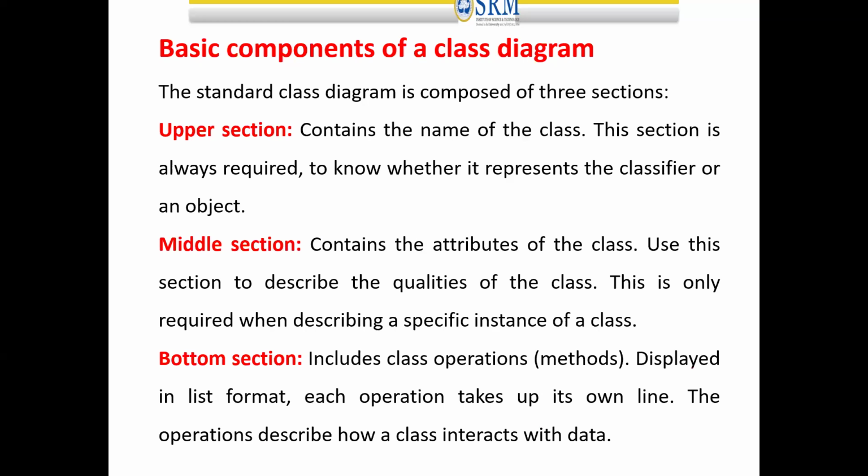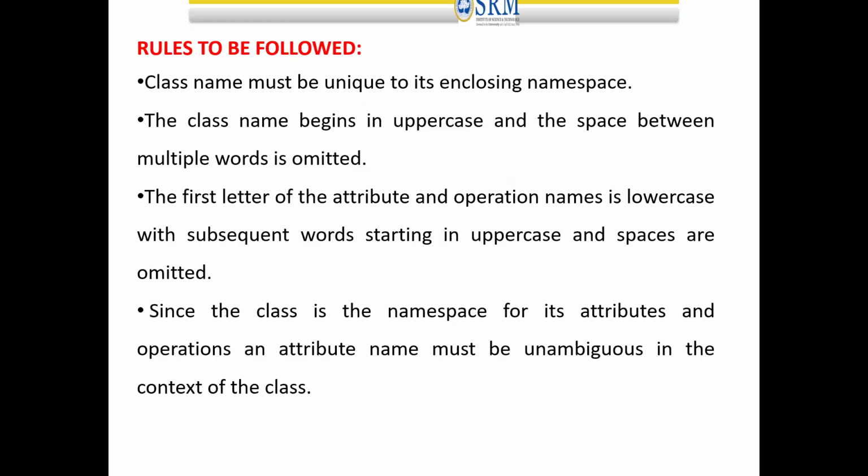The middle section contains the attributes of a class. Use this section to describe the qualities of a class. This is only required when describing a specific instance of a class. The bottom section includes class operations, methods, displayed in list format. Each operation takes up its own line. The operations describe how the class interacts with the data.